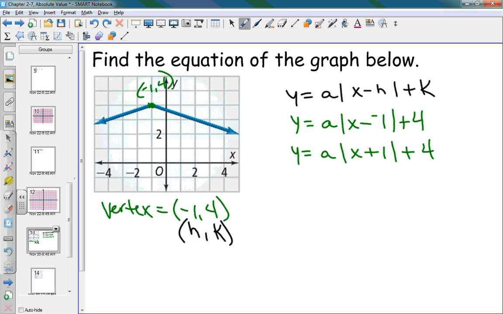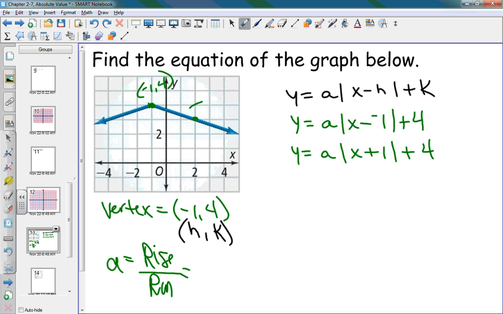We good? Now what letters stay in this equation? X and y stay. So what do I need to find still? A. And what does A stand for? A stands for the slope. So wouldn't it be very, very helpful for me to find A by finding another point on my graph? So if I find another point on my graph, I'm going to do rise over run.